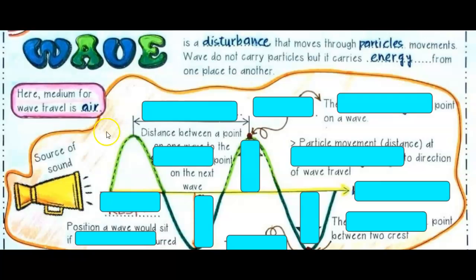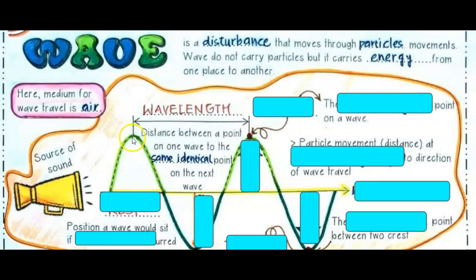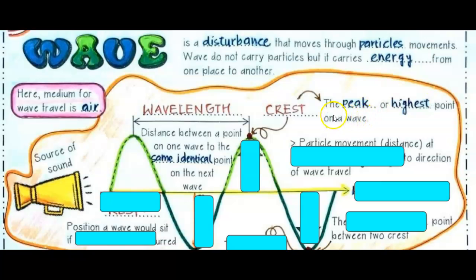Okay, so let's take a look at this. Here we have wavelength. It's the distance between a point on one wave to the same identical point on the next wave. Okay, we'll call that like the peak even. And this right here is called the crest, and it's the peak or the highest point on a wave. You might want to add that little arrow that's not quite in your notes on your paper.